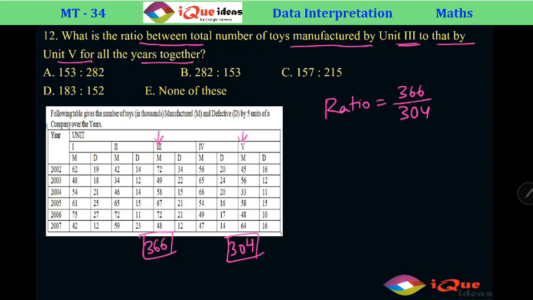So cancel as much as possible. If you divide by 2, it comes out to be 183 in the numerator and 152 in the denominator. So it is 183 is to 152. Look at the options. Is there any option like this? Yes, it is option D. That is the correct answer. Okay. Now the next one.